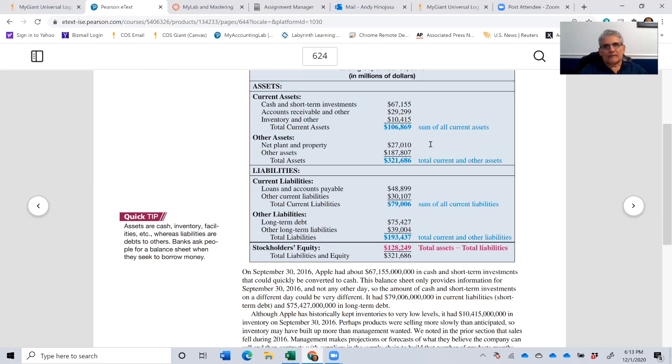And based upon the formula, the logic of the formula, these two dollar amounts should be equal.